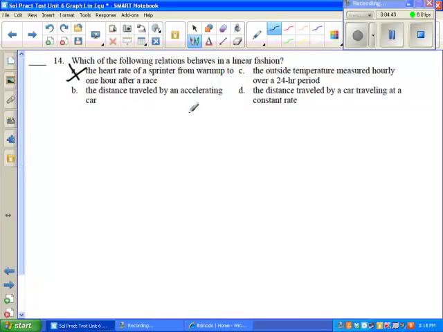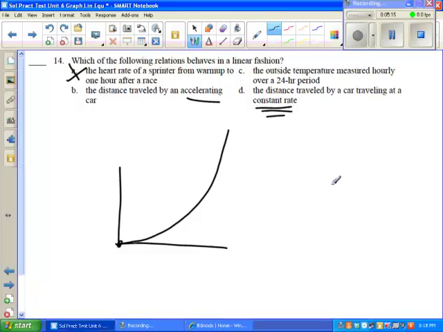The distance traveled by an accelerating car. We know an accelerating car, if here's my graph, here's where he starts, kind of goes like this. It's not the same speed all the time. The outside temperature measured hourly over a 24-hour period. Well, we know when the sun comes up in the morning, it's a little bit colder. As the sun gets higher and higher in the sky, it gets hotter. As the sun starts to set, it gets cooler. So it's not the same every part of the day. And finally, the distance traveled by a car traveling at a constant rate. There's the key word. Constant means the same, so that's our answer.